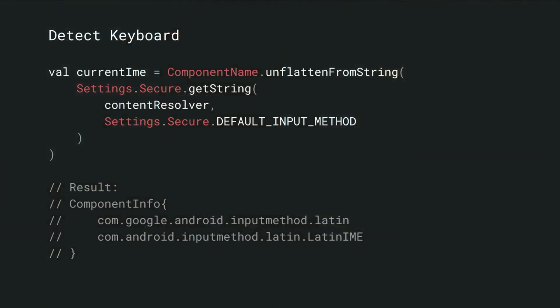Since we mentioned that keyboard behavior depends on the keyboard implementation, and they can define their own behavior, there might be times where you might want to learn about which keyboard is active at any given time. You can read the active keyboard from the settings, and this will give you the class name and the package name of the keyboard.